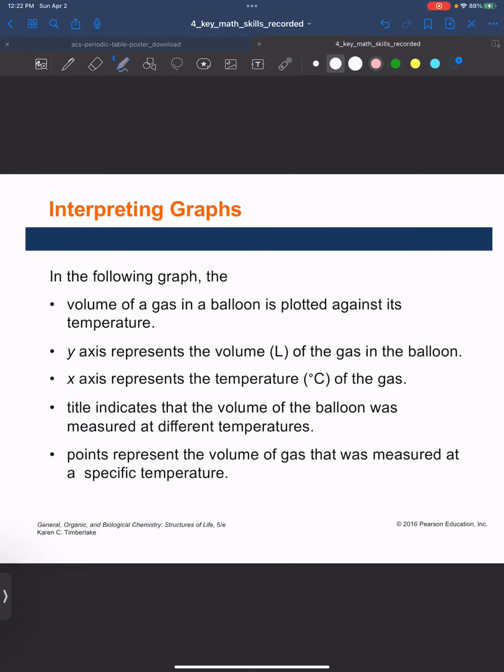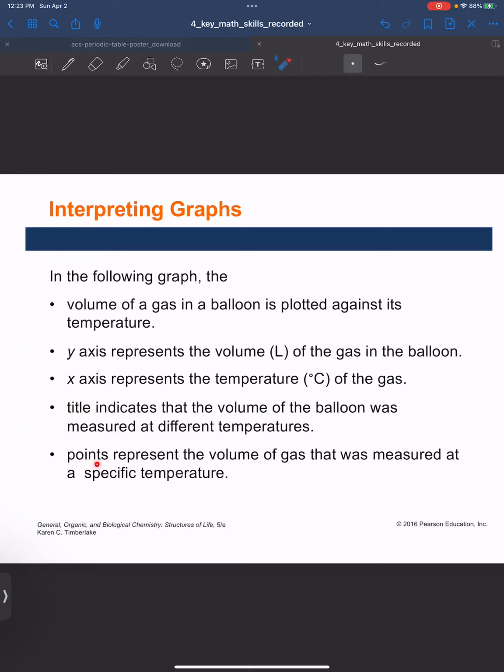And so like we saw on the first slide, we were looking at a graph that showed us the volume of a gas in a balloon that was plotted against its temperature. We observed that the y-axis represented the volume in liters of the gas in the balloon, and x represents the temperature of the gas. The title indicates that the volume of the balloon was measured at different temperatures. So the title can tell you a lot of information as well. So always read the title of your graph.